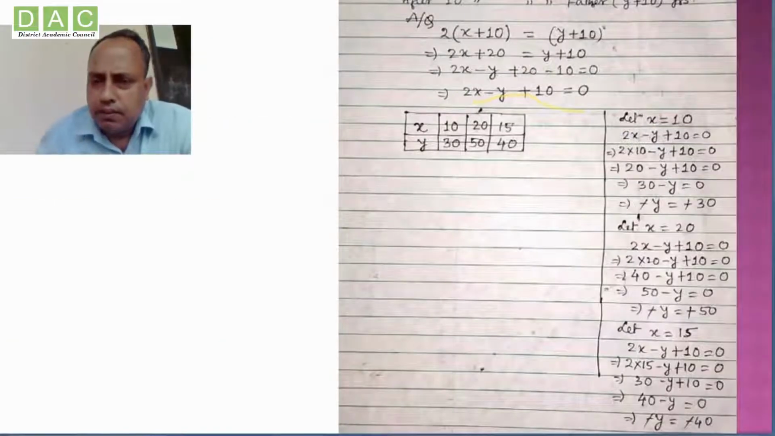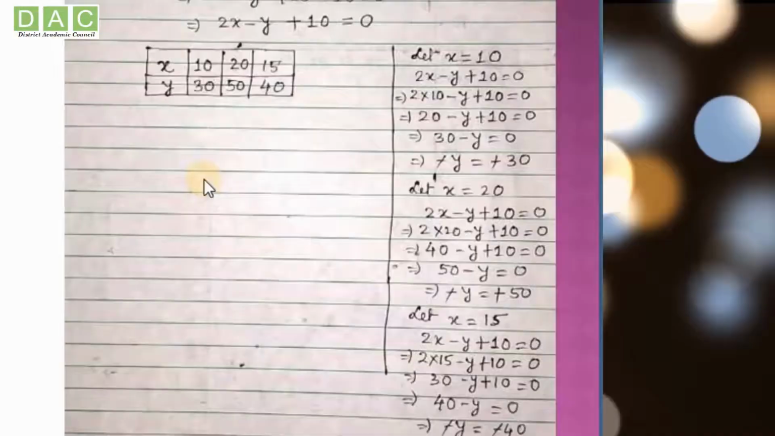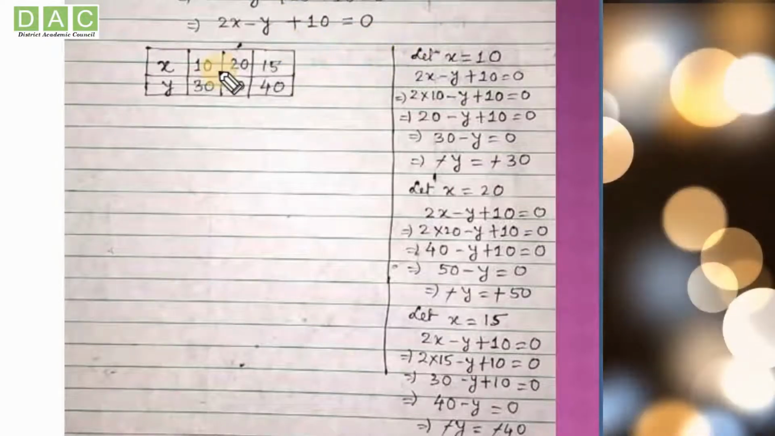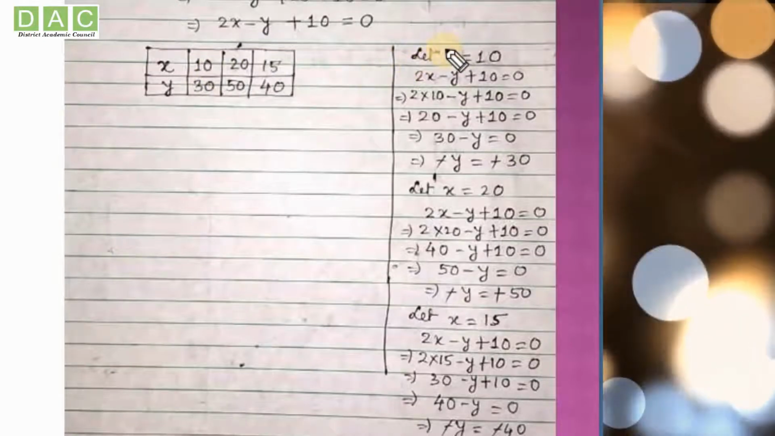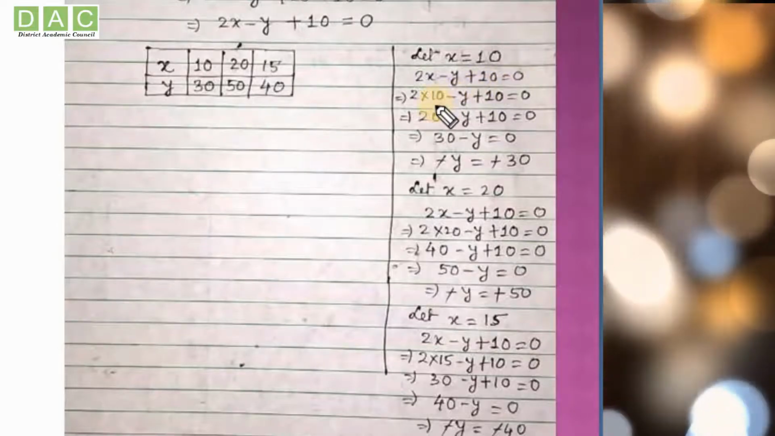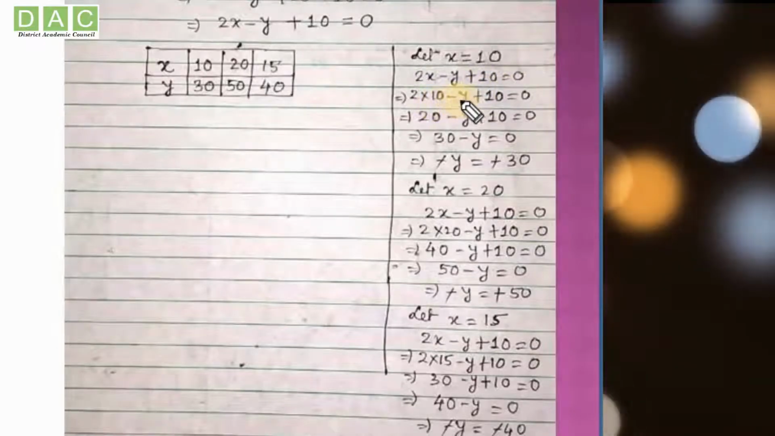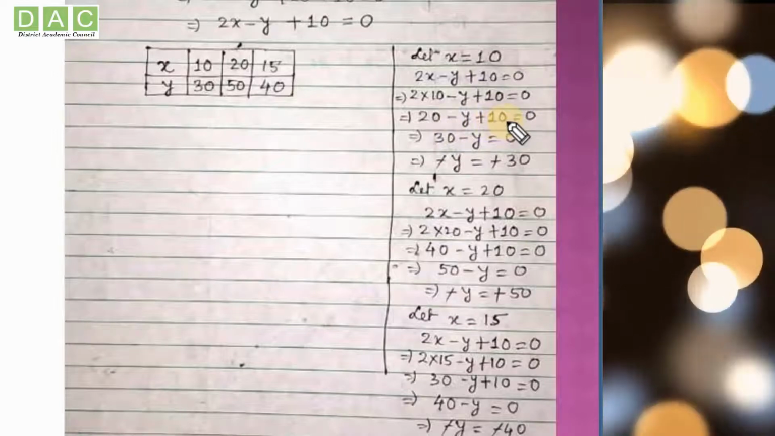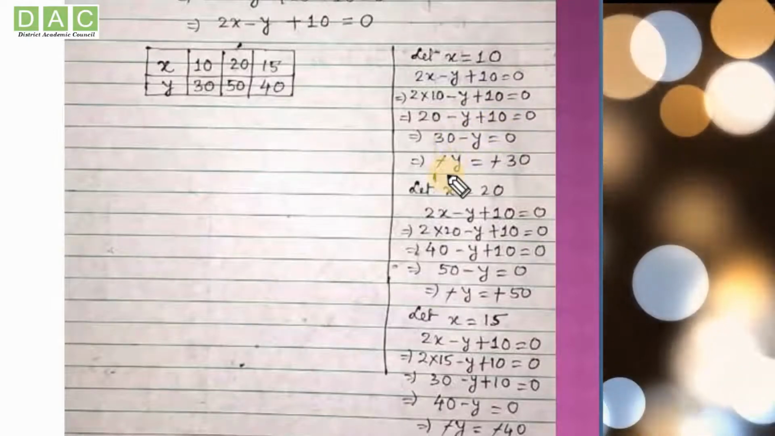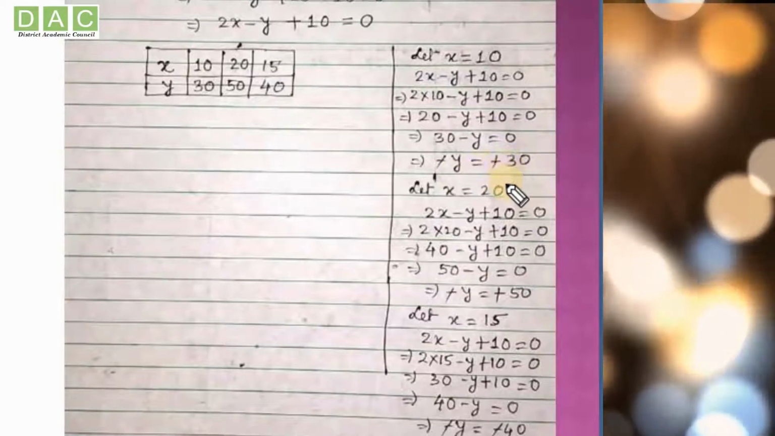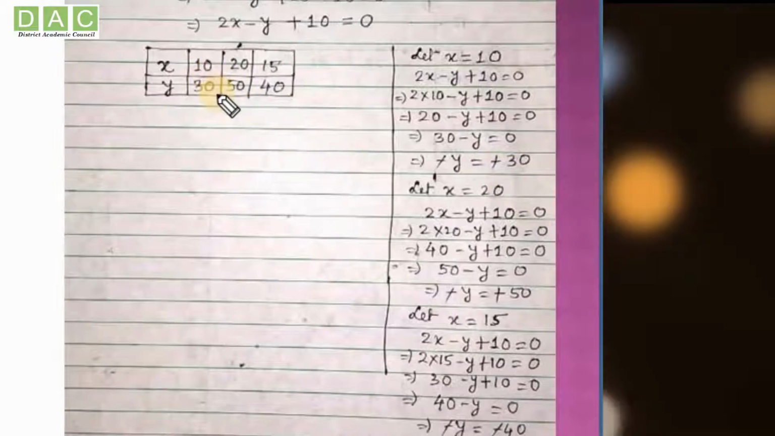From this equation we will draw the table first. Suppose in place of x we take 10. From the linear equation 2x minus y plus 10 equals 0, we will make a table. So let x equal 10. In place of x I have written 10. Then 2 tens are 20, minus y plus 10 equals 0. 20 plus 10, 30, minus y equals 0. Then y equals plus 30 when it comes to this side, minus 30. Both sides minus cancel, then y equals 30.